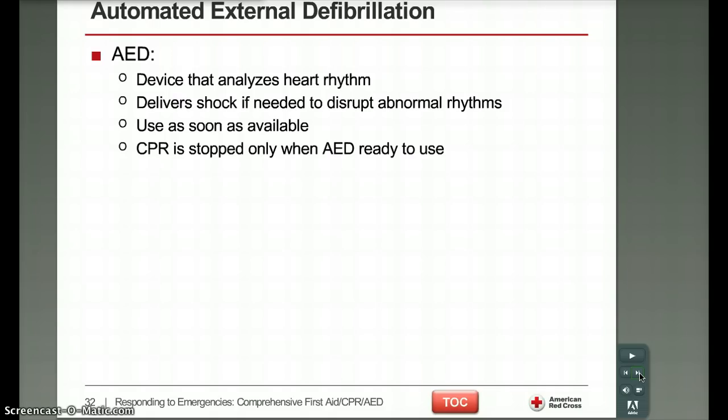We use it as soon as it's available. As soon as we have it turned on, we stop our CPR only when that AED is ready to use. So when the AED shows up, we continue CPR, and somebody else gets the AED turned on, and we follow the prompts, and as soon as that AED is ready, we would stop CPR and then let the AED do what it's designed to do.